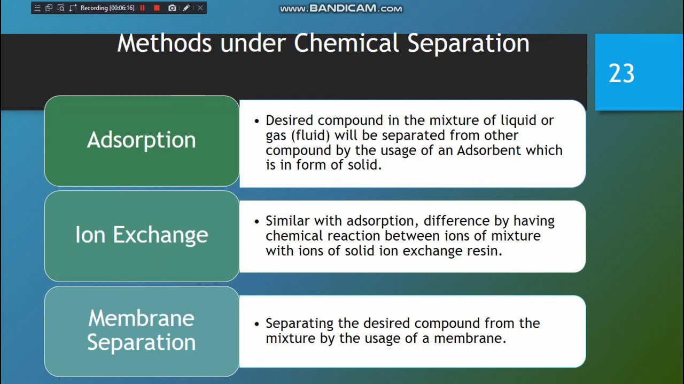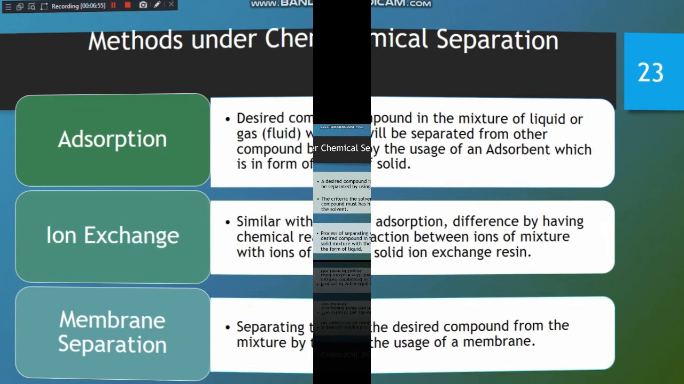So based on that definition or description, it can be seen that the membrane is basically in the form of solid, while the desired compound is in the form of either liquid or gas in a mixture of liquid or gas respectively. Therefore, the description of membrane processing is given in this statement: the method of separating the desired compound from the mixture by the usage of a membrane filter, which only allows the desired compound to pass through and leaves behind the other compounds in a mixture. So this method is known as membrane processing.